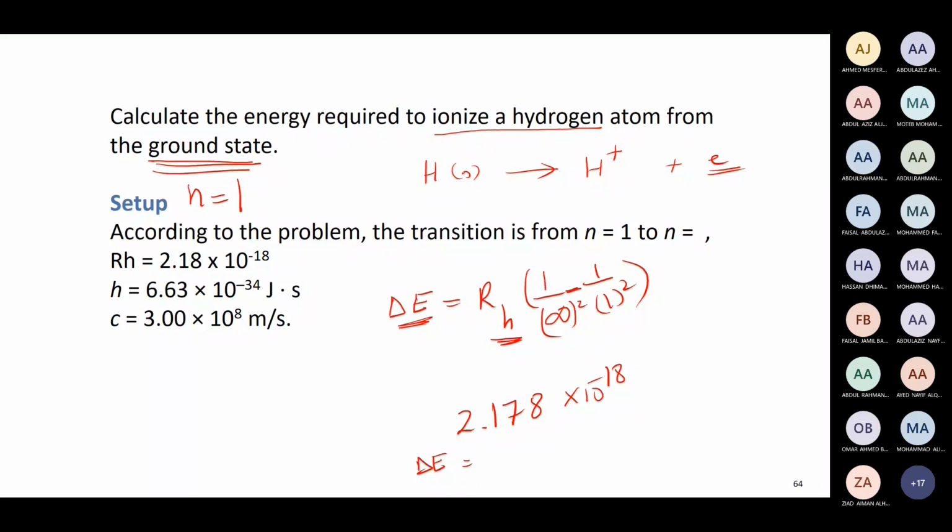What's 1 over infinity equal to? 0. And 1 over 1? 1. What's the final answer then? 2. Delta E is the same because this one will be 1, all of it.